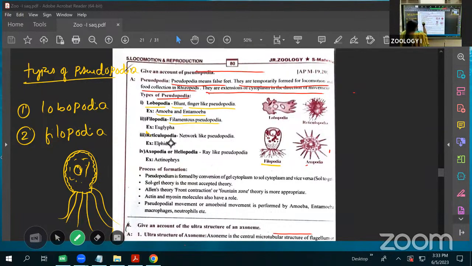That example is euglypha. Animal name is euglypha. Here you draw it like this. Clear? This one is about the filopodia. First, the blunt finger-like is called lobopodia. If they have a filament shape, or filamentous pseudopodia, that we call filopodia. Example is euglypha.